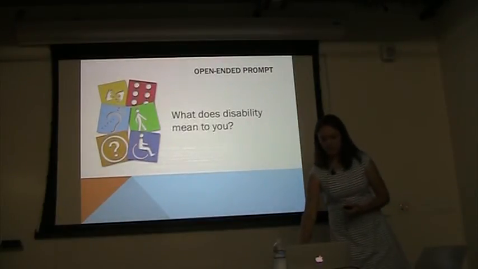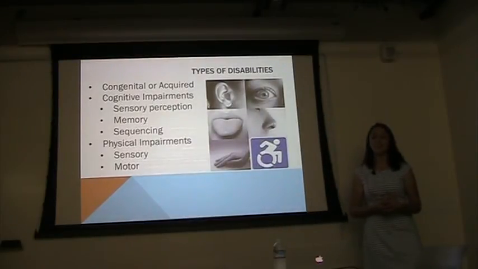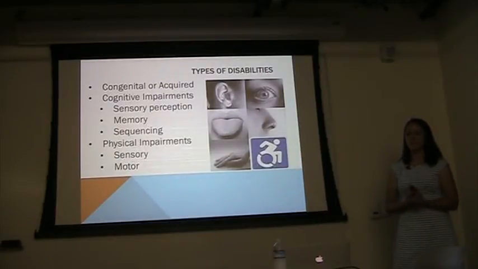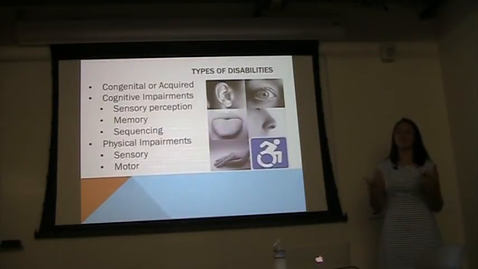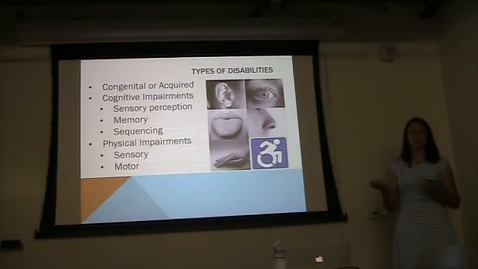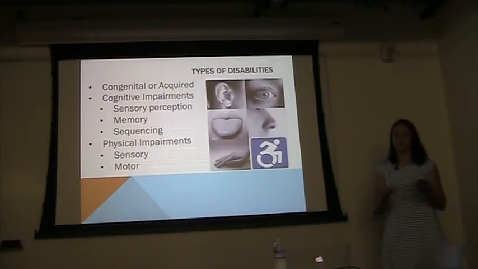Cool. So to start off, I'll talk briefly about the types of disabilities. Disabilities can be congenital or acquired. So people are either born with them or, due to some kind of trauma, they might acquire the disability. And they exist as two general categories, cognitive impairments and physical impairments. Cognitive impairments can be sensory perception, so maybe you can see, but your visual perception impairs you so that you can't read words the right way, or you have a problem with memory. And physical impairments can be sensory, or they can be motor, like paralysis.